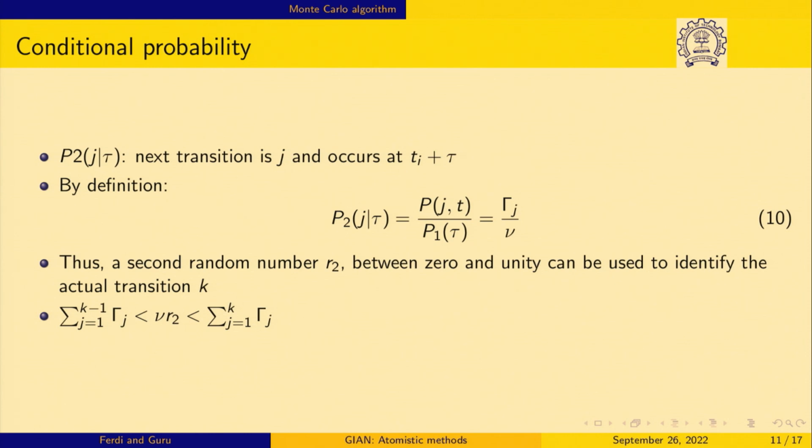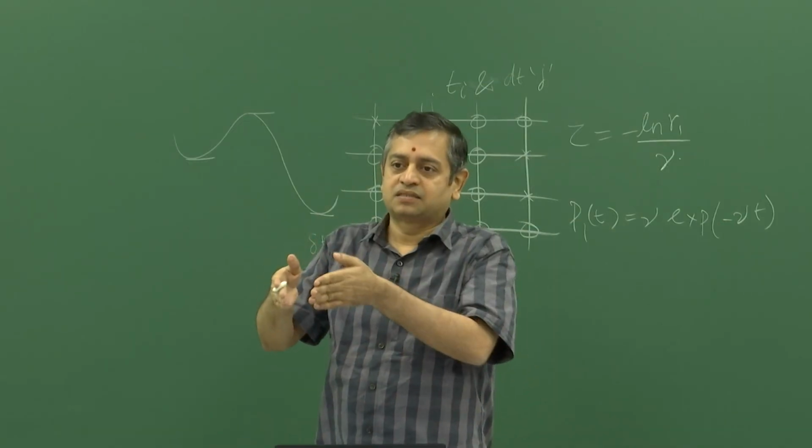P2, that is j given tau, that is the system waited at i for tau time, after that it is making the transition to j. So, that is the conditional probability, and by definition that is Pj of t by P1 of tau. And so, you choose a second random number, and again in the paper there is a nice picture saying that there are different probabilities or frequencies for jumps tau 1, tau 2, tau 3 etc.